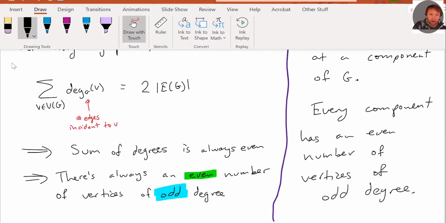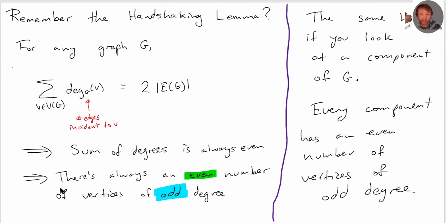So just to review, remember this thing called the handshaking lemma. The handshaking lemma says that for every graph G, if I add up over all vertices of G the degree, summing over all v in the vertex set of the degree of v, where remember the degree of v is the number of edges incident to v, right? So if I've got a vertex v with five edges coming from it, then it has degree equal to five, right? And what we proved, which we called the handshaking lemma, is that if I add up all the degrees, then that equals two times the number of edges.